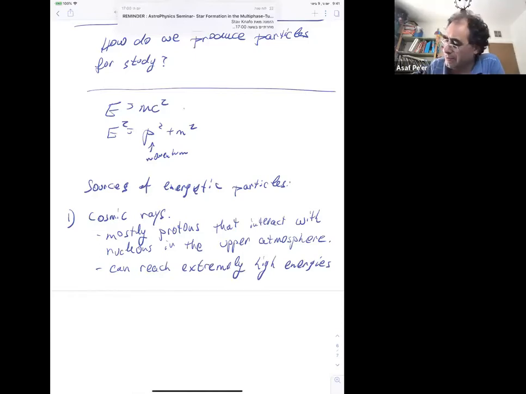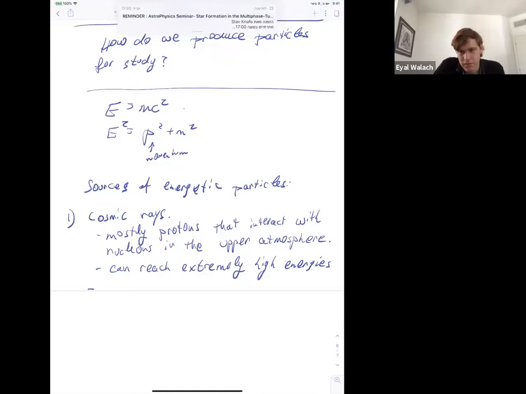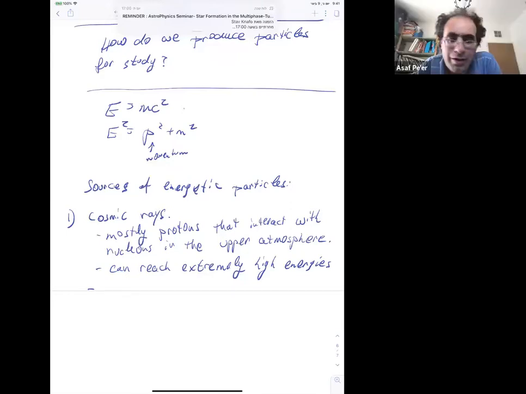But of course, what is the problem? We can't control it. We don't know when they're going to come. We don't know exactly where they're coming from. And the flux, the surface density, is relatively low. So this will be the plus and this will be the minus: the surface density is low.